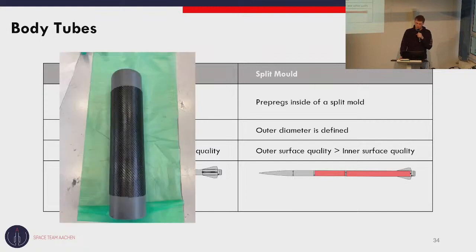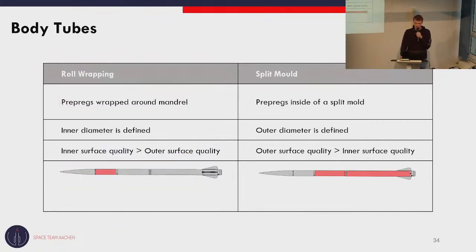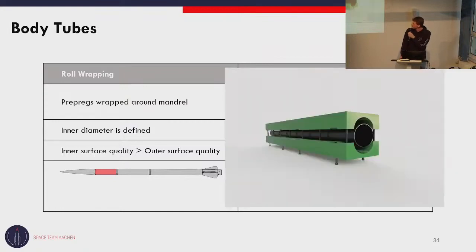The first one will be roll wrapping, which basically looks like this. You take a mandrel and use a pre-preg material around it. It's quite simple. The advantage is that the inner diameter of your body tube will be defined, and you have very high inner surface quality compared to the outer surface quality, which is perfect for our recovery tube, as this needs to create a good fit with the nose cone bulkhead. On the other hand, for the other 2 tubes, we selected split molding.